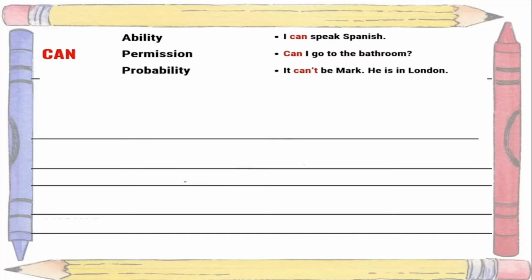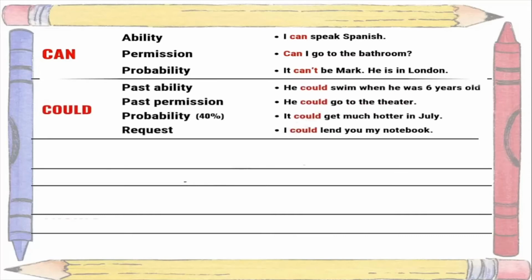If I am in my own home, I will not ask for permission to go to the bathroom. Then you have probability. It can't be Mark. He is in London. That means the person whom you have seen can't be Mark. Why? Because according to me, he is in London.